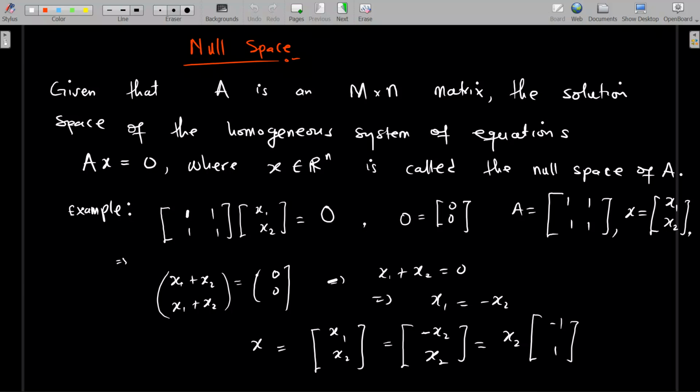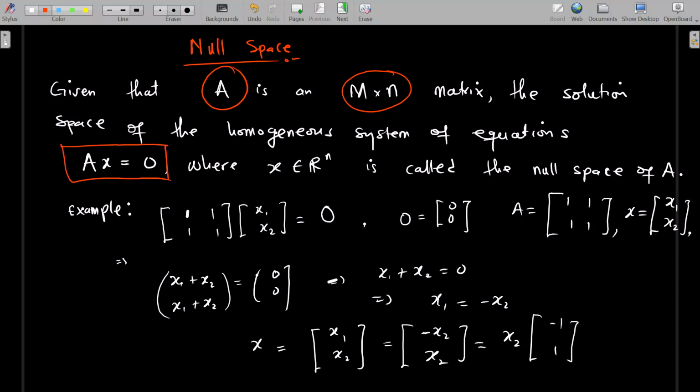So in this lesson of our linear algebra studies, we're going to talk about null space. Given that A is an m by n matrix, the solution space of the homogeneous system of equations Ax equals 0, where x is in R^n, where n is the column number, is called the null space of A. This is very important.